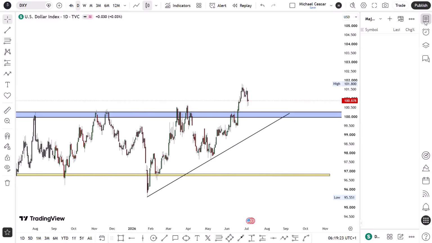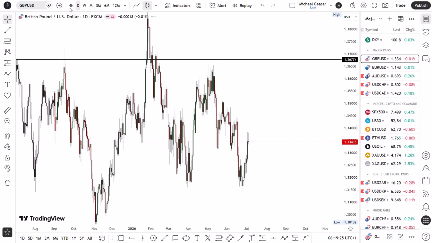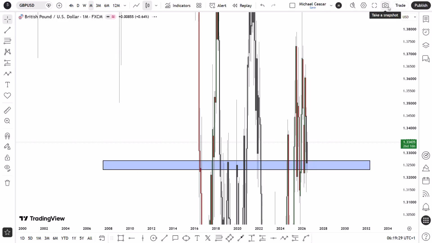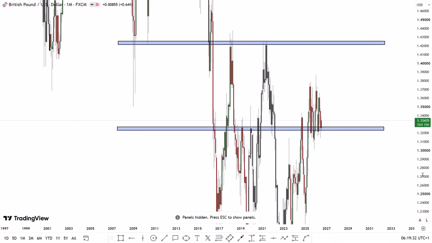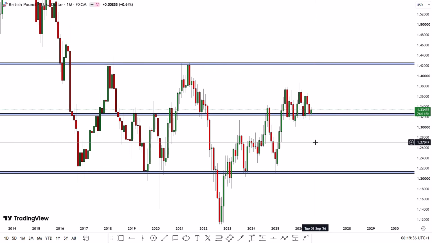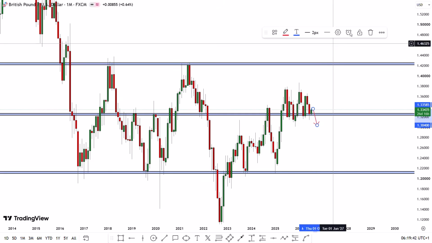So that said, using what we analyzed on DXY, let's move to GBPUSD. GBPUSD is acting strangely because I was actually expecting, just like I said in my previous video, GBPUSD to come back beneath this blue level to give us a monthly candle close beneath this blue level. But look at what this is doing.